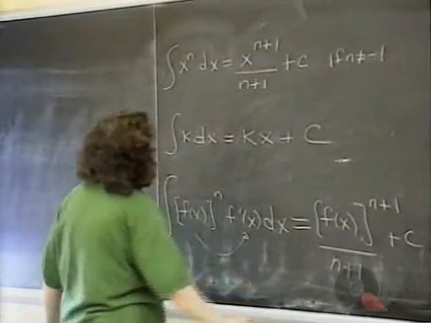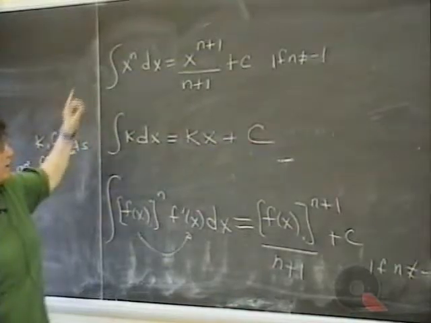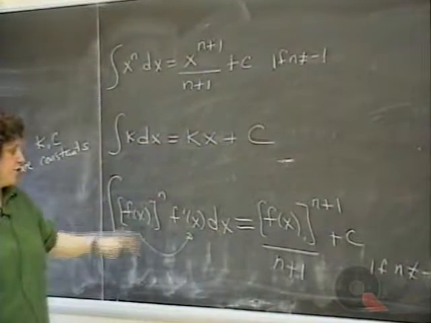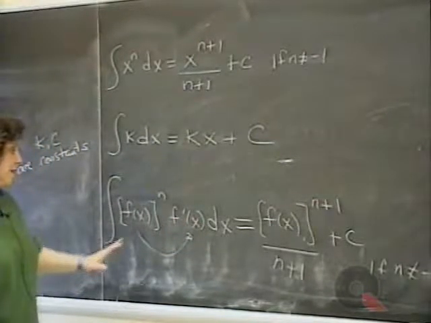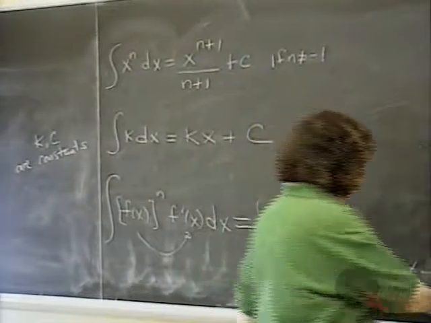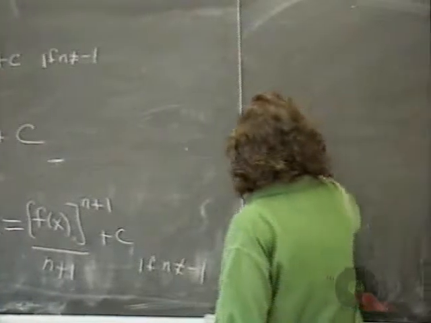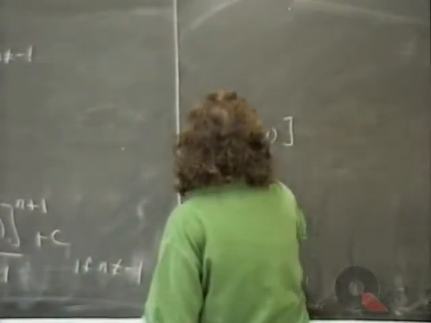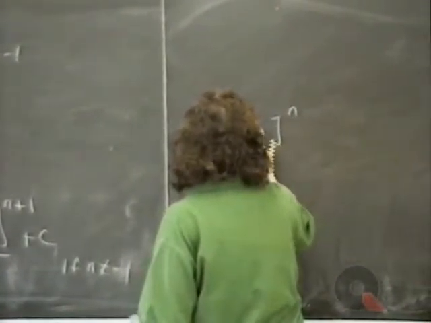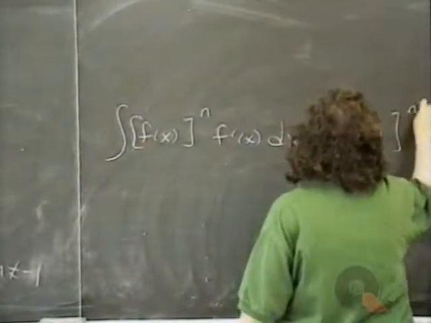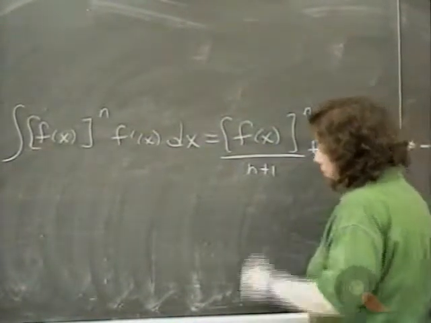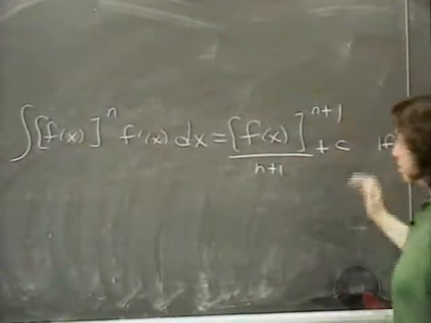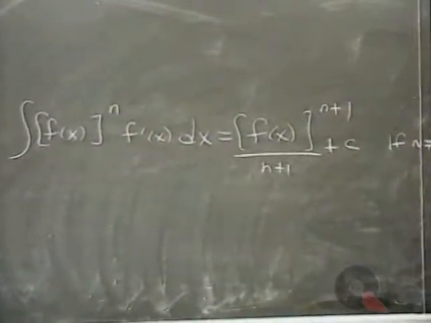Okay, so let's see what we have so far today. We have a formula for anti-differentiating x to the n for a constant, and this new formula for a function to a power followed by its derivative. Now, the notation here is not fabulous. Let's see if we can clean it up a little bit. We have the antiderivative of f of x to the nth power times f prime of x dx. And we have written it as f of x to the n plus 1 over n plus 1 plus c if n is not minus 1.